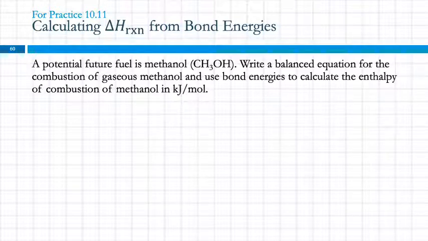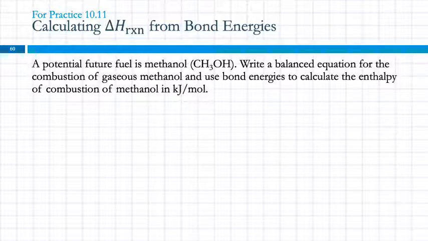Okay, we're going to do a problem. So a potential future fuel is methanol. Write a balanced equation for the combustion of gaseous methanol and use bond energies to calculate the enthalpy of combustion of methanol in kilojoules per mole. So what we want is how much energy in kilojoules is released when 1 mole of methanol burns.